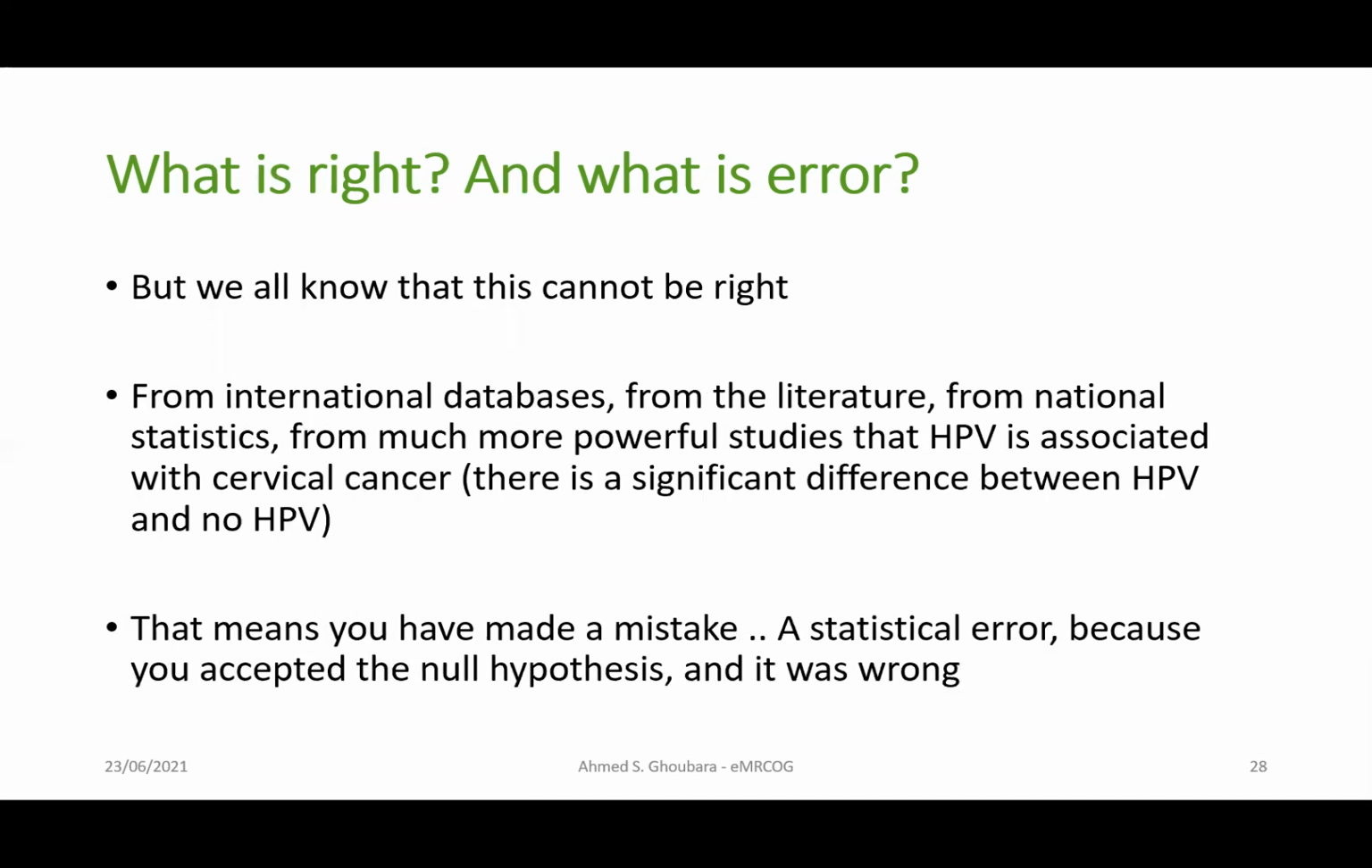But that's the problem. I think we'll agree that there's a mistake here, because we all know that we can't be right at all. From the international databases, from the literature, from what we study in medical school, from the national statistics, from much published studies, we all know that HPV is associated with cervical cancer. There's a significant difference between HPV and non-HPV. So, from much more powerful studies, the null hypothesis cannot be true this time. But we accepted the null hypothesis because of the p-value. So it means that we've made a mistake. That mistake we call a statistical error because we accepted the null hypothesis and that was wrong.